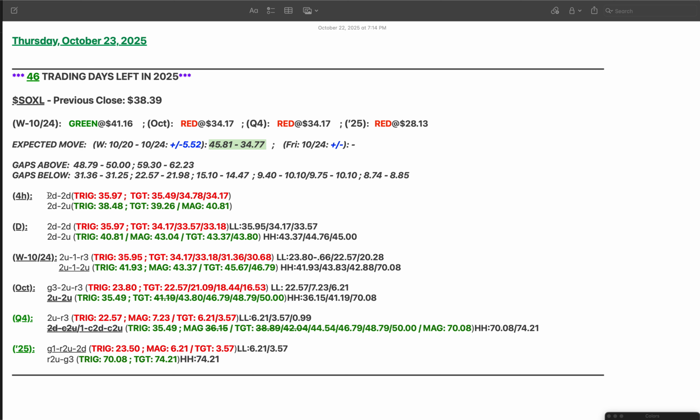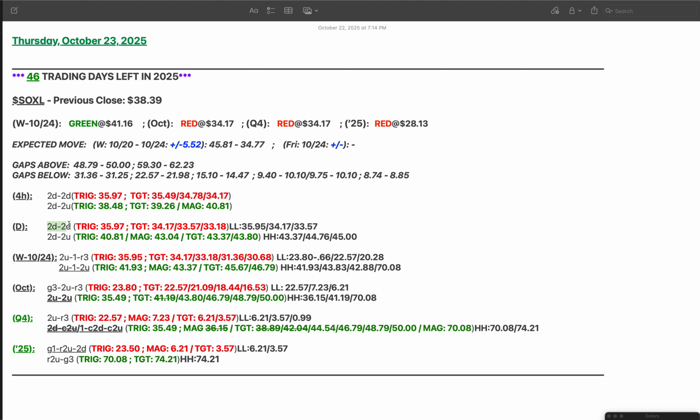But looking at the 4-hour chart, if we do get price action to the downside, that gives us a two down continuation, triggering at 35.97. First target is 35.49, then 34.78 and 34.17 for our extended targets. To the upside, that would trigger a 2 down, 2 up, triggering at 38.48, targeting 39.26 first, because we are in a slight, sideways to downtrend on the 1 hour. The full magnitude of the move is 40.81 for the 2 down, 2 up, but just in case we do get more downside pressure, we could see it around that 39.26 level. So that's our first target on the way to the ultimate target of 40.81.